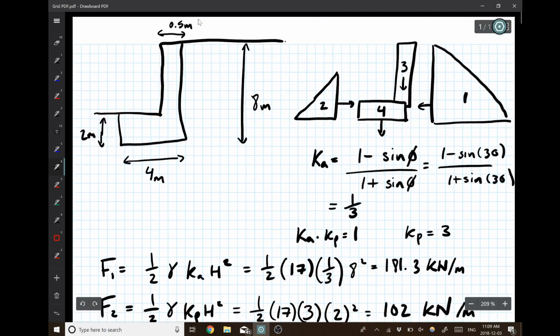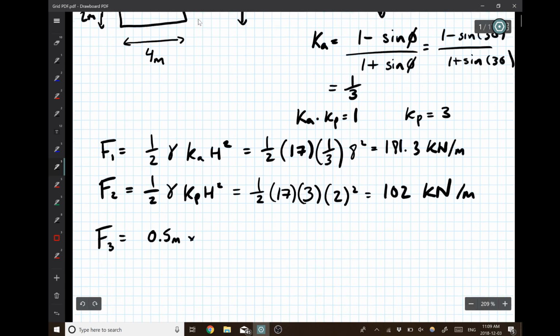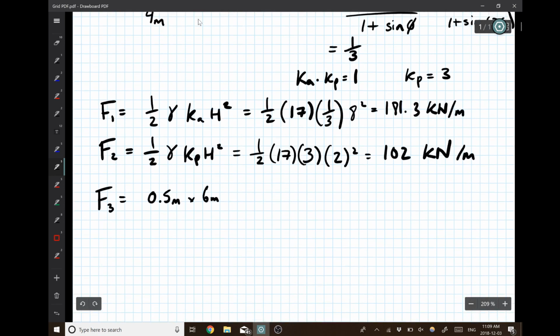So we have 0.5 meters in width, and I kind of cut here. So it's 8 meters minus this 2 meters is 6 meters. So 6 meters. And then multiply by the unit weight of concrete here, which is 28. And that gives us 84 kilonewtons per meter.